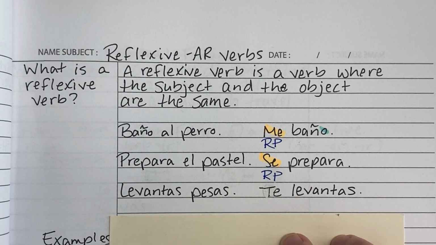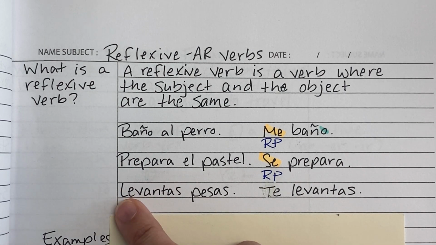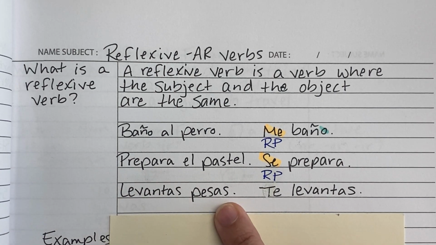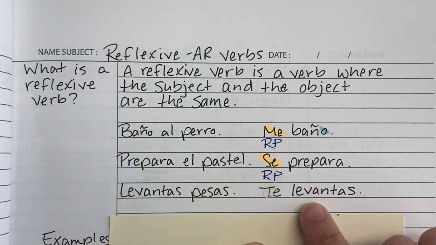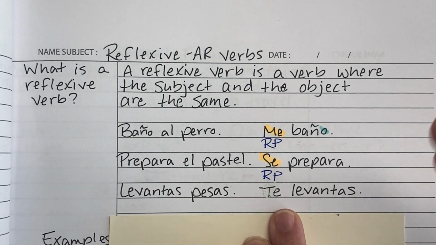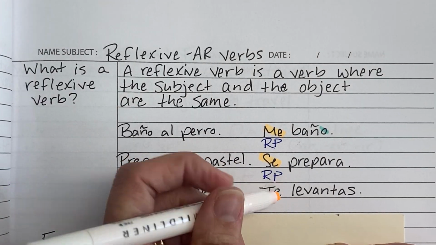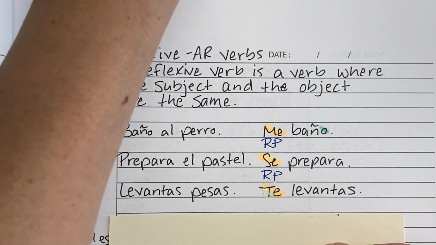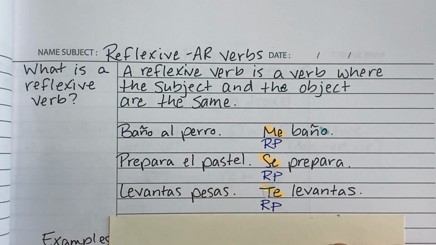Levantas pesas, levantas pesas. So you, we have this ending here for you, you lift weights. The subject is you, and the object is weights. Versus te levantas, te levantas. Now the subject is you and the object is yourself. You are getting up, or you are lifting yourself, but it's how you'd say you get up in Spanish. So here we have the reflexive pronoun.